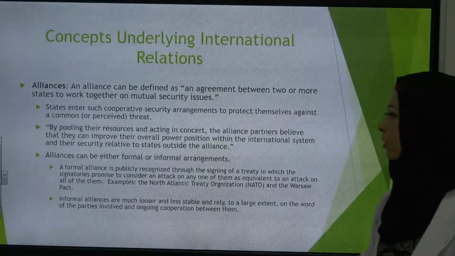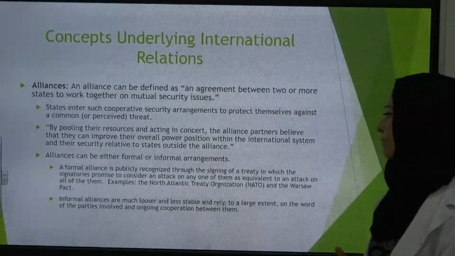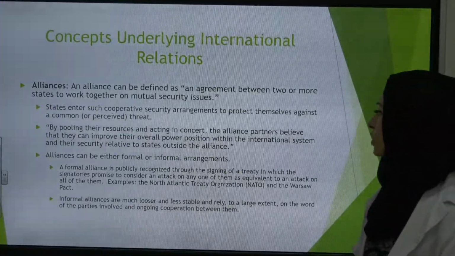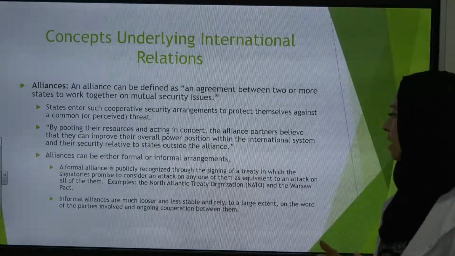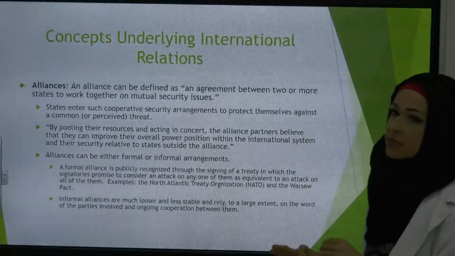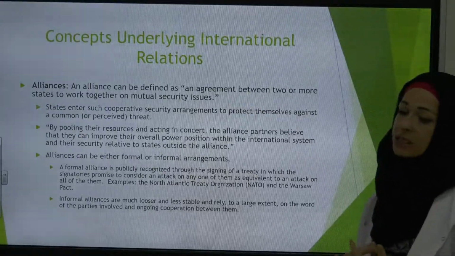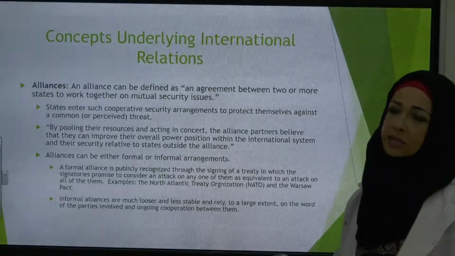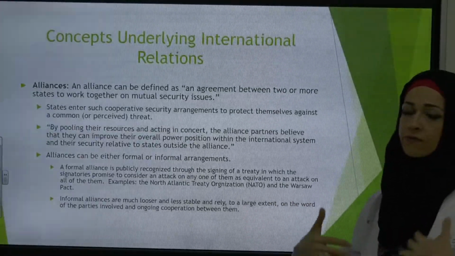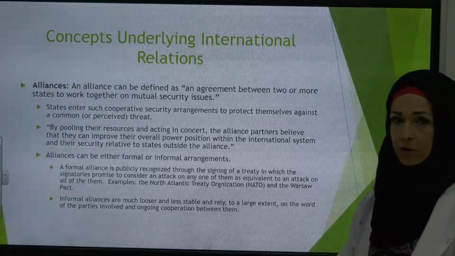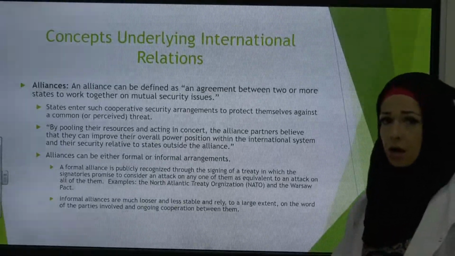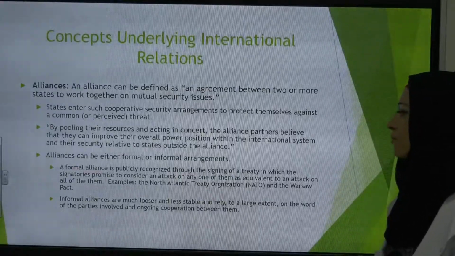Alliances can either be formal or informal arrangements. What does this mean? A formal alliance is often recognized through the signing of a treaty in which the signatories promise to consider an attack on any one of them as equivalent to an attack on all of them. Now that is the premise of NATO, the North Atlantic Treaty Organization, an alliance of several states, and they perceive any sort of aggression on a member state within NATO to be an aggression that impacts them, because that is the nature of the alliance. And you also have the Warsaw Pact.